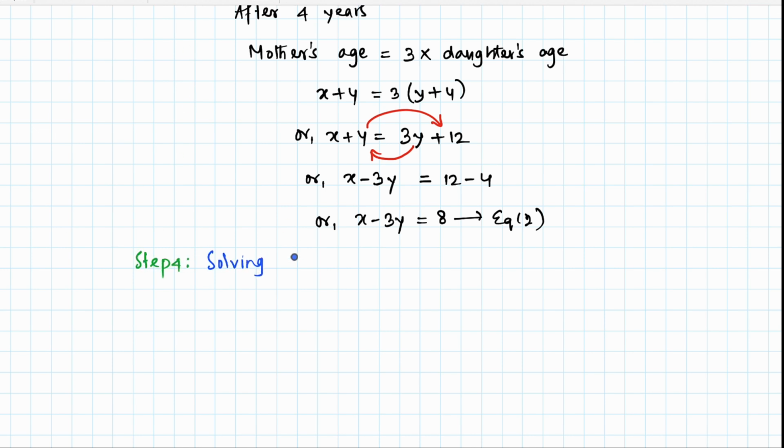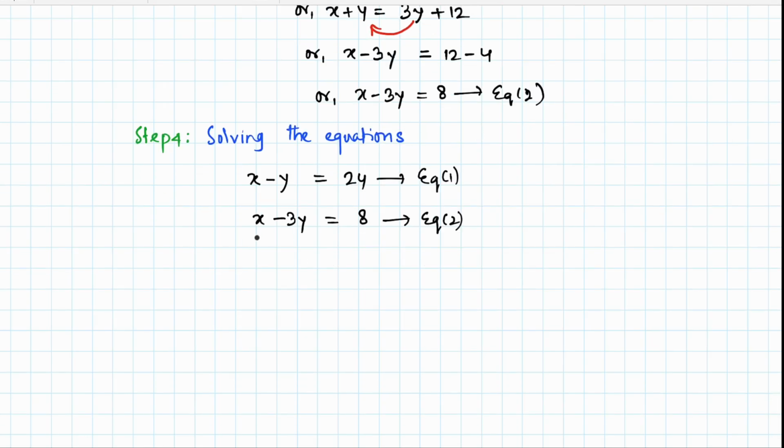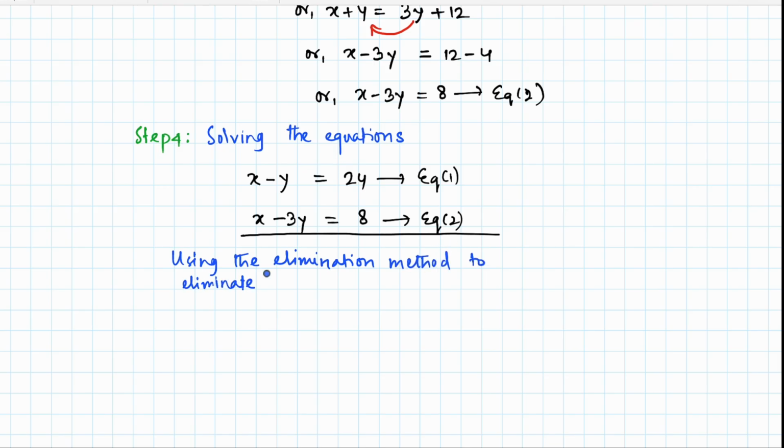Now step number 4, solving the equations. Now let's write the equations one by one. x minus y equal to 24, which we will denote by equation 1, and x minus 3y is equal to 8, equation 2. And now we will see which method we'll be using. We'll be using the elimination method, because we can see the coefficient of x is the same. So by subtracting, we can eliminate x from these equations, and we can solve for y.